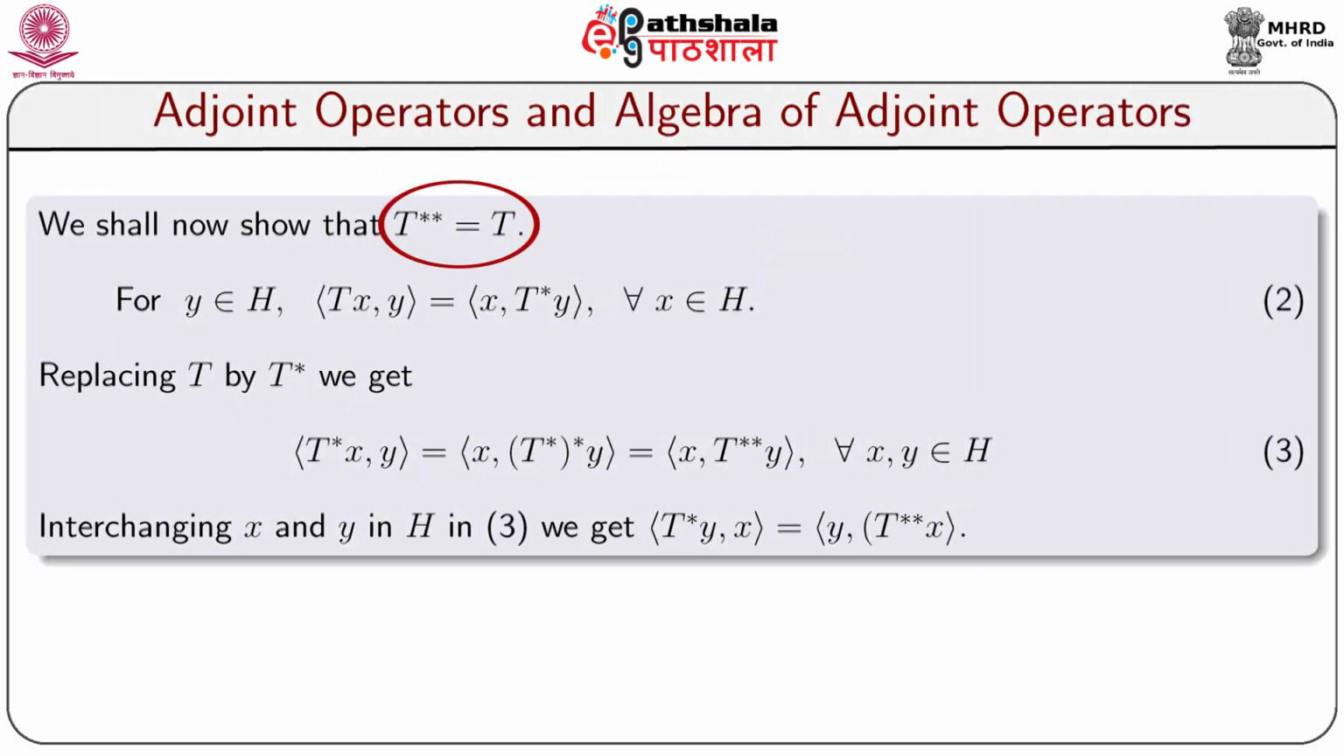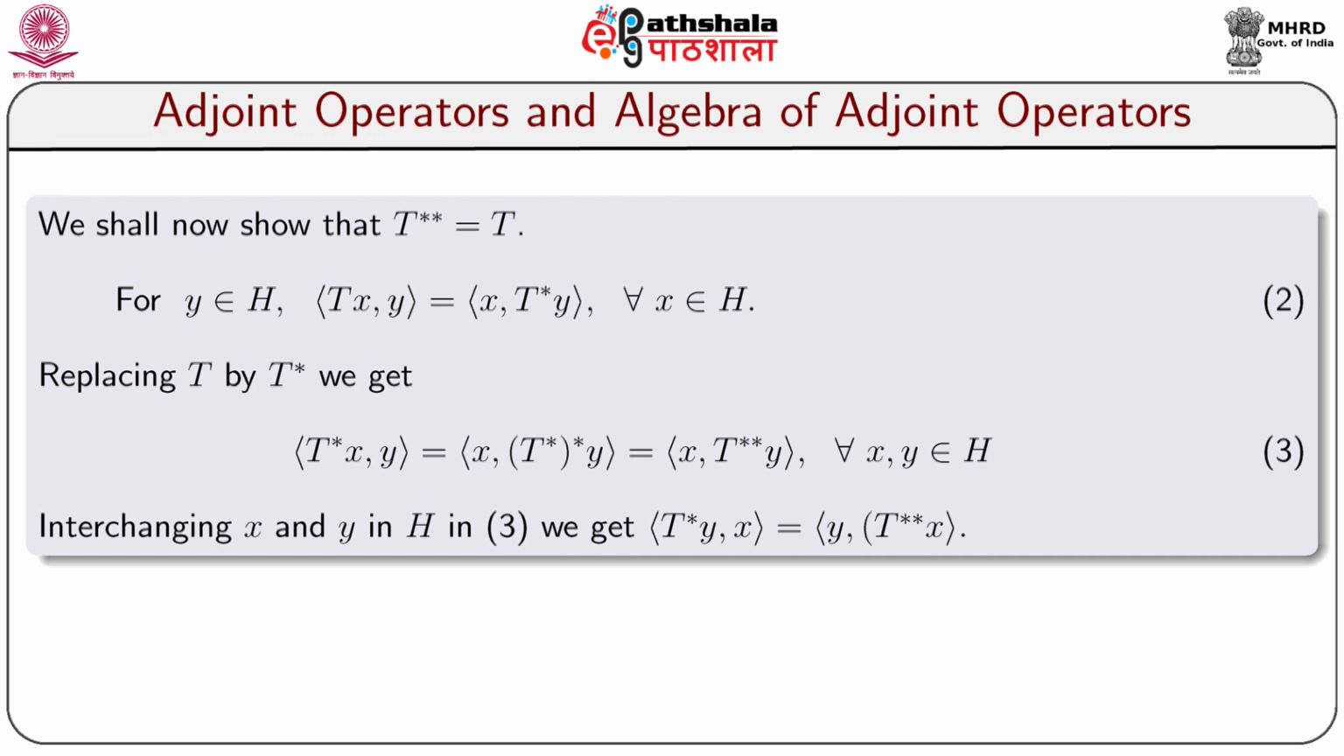We shall now show that T double star equals T. For y belonging to capital H, inner product <Tx, y> = <x, T star y> for all x belonging to capital H. This is equation number 2. Replacing T by T star, we get <T star x, y> = <x, (T star) star y>, which is equal to <x, T double star y> for all x, y belonging to capital H. This is equation number 3.